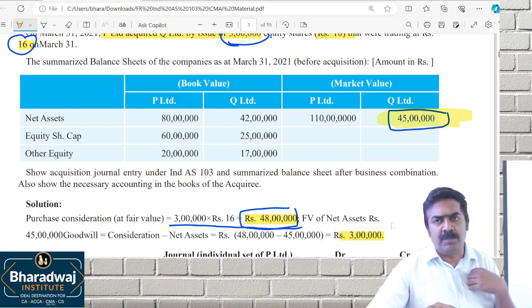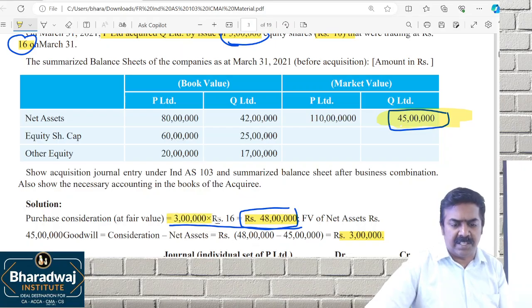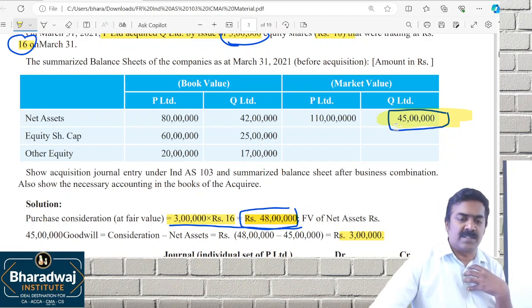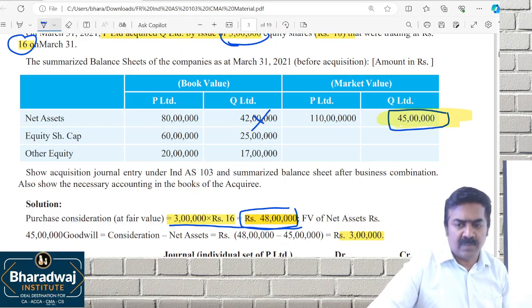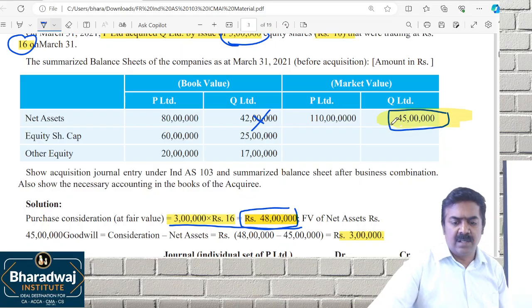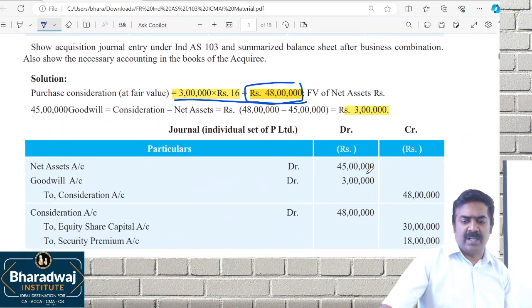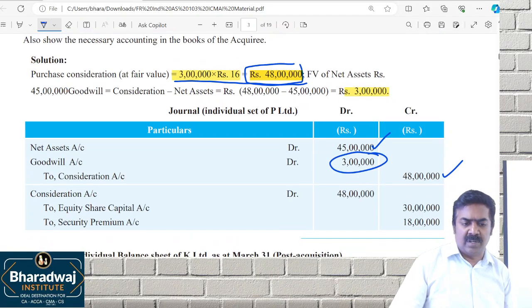Let's assume I am Q Limited, you are P Limited. You are giving me 3 lakh shares at 16 each, 48 lakhs. But what is my fair value of net assets? Book value doesn't matter. Which value matters? Fair value matters. Fair value of net assets is 45 lakhs. So you are paying me more. That is towards goodwill. So net assets account debit 45 lakhs, goodwill account debit as the balancing figure, to consideration 48 lakhs.